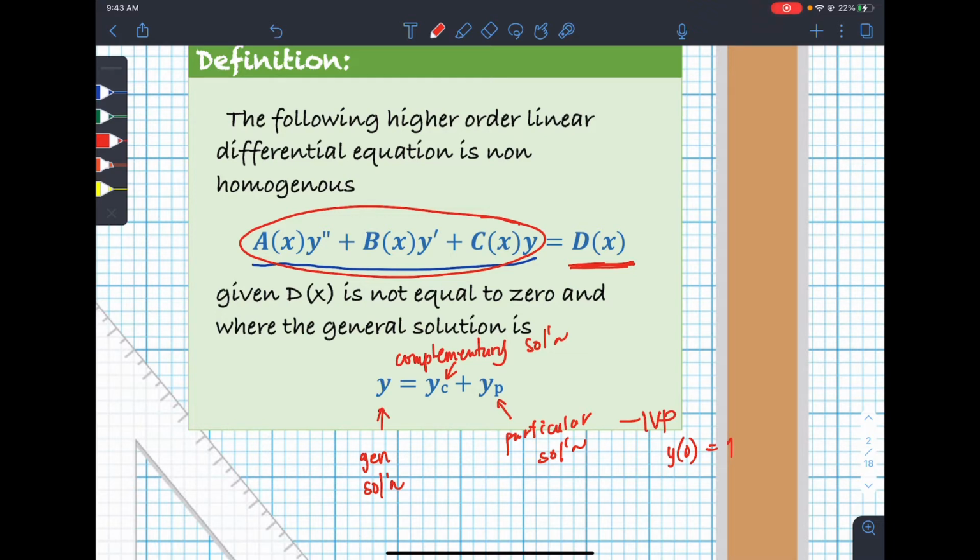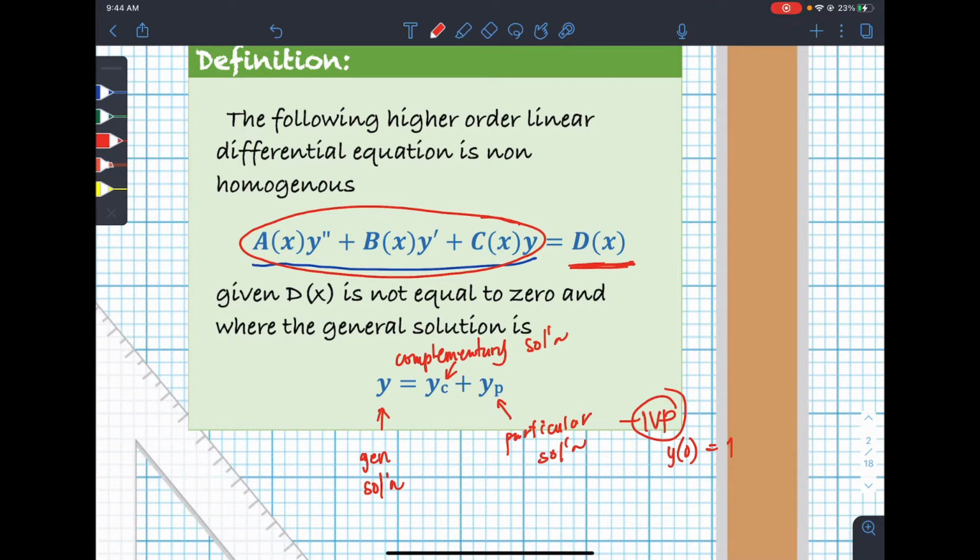But in this method, we're referring to the particular solution as still a part of the general solution, because the general solution is the sum of the complementary solution as well as the particular solution. If we are to solve specifically on the initial values, we're just going to refer to that as an IVP, or an initial value problem.